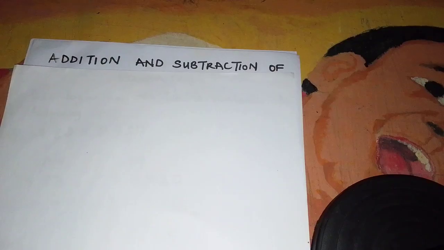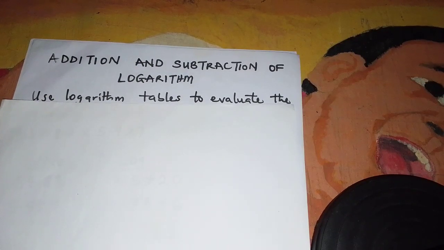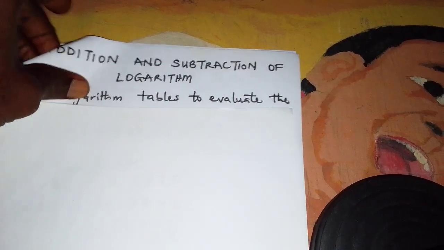Now, in the previous class, we learned how to find the logarithm of numbers, and we've also learned how to find the anti-logarithm of numbers. So now, if we are told to evaluate numbers using the logarithm table, how are we going to do it? So we are moving on to addition and subtraction of logarithm.